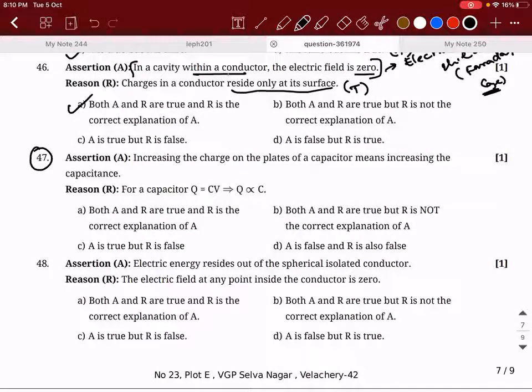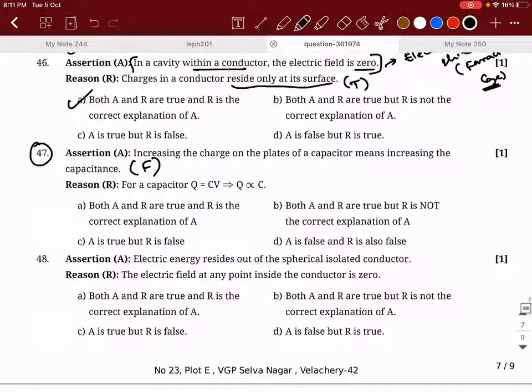(47) Increasing the charge on the plates of a capacitor means increasing the capacitance. Correct? Option D, sir. False. Capacitance is a constant, sir. Yes, because you can't change it. For example, you have a water bottle. You can't change the volume of it. If it's a 1 liter bottle, it will be 1 liter only. So capacitance is constant.